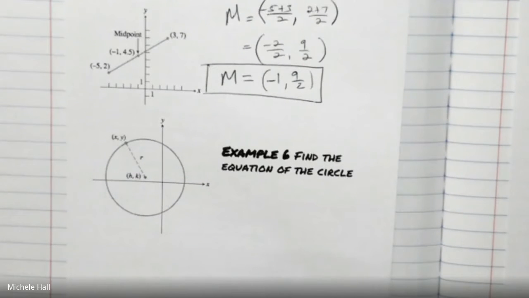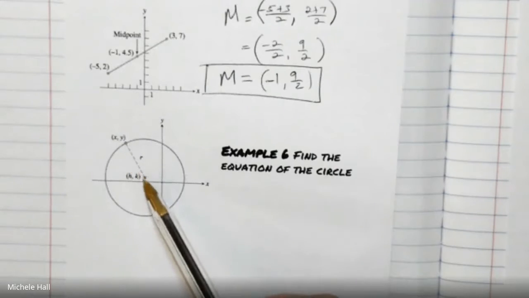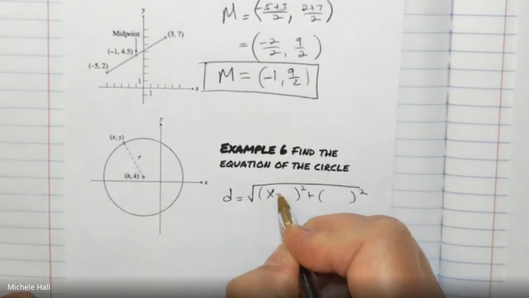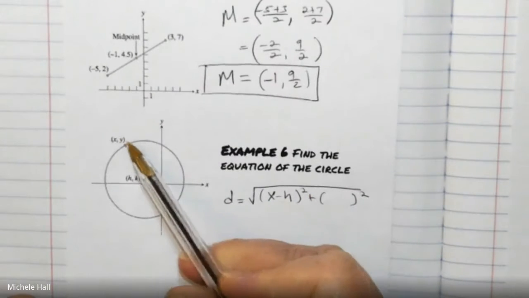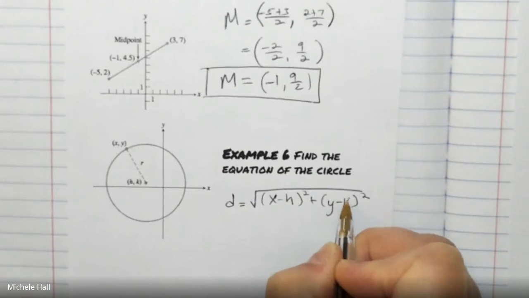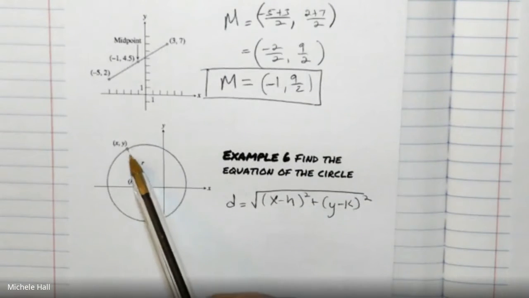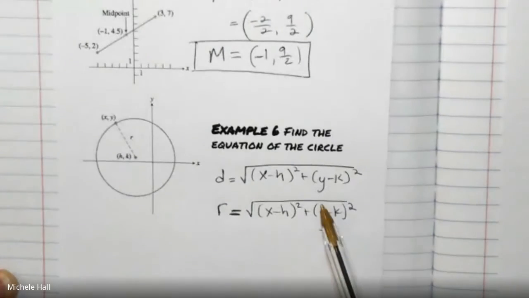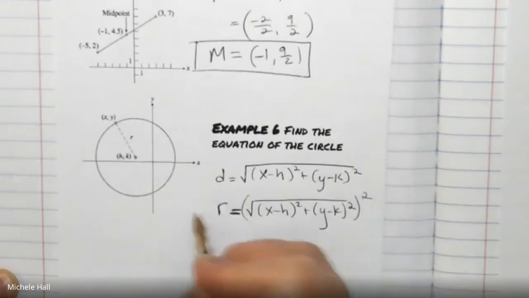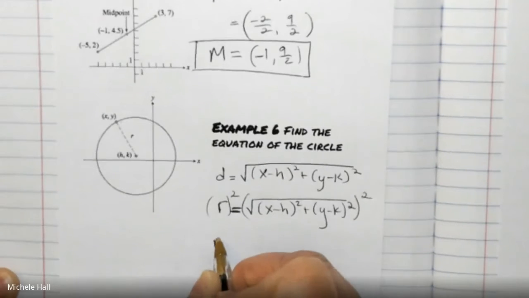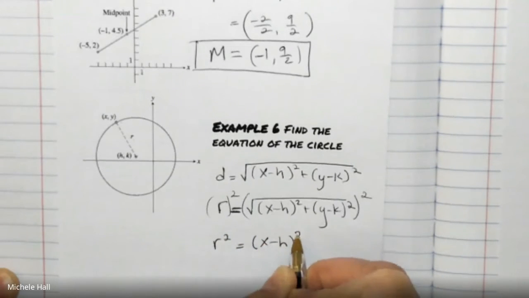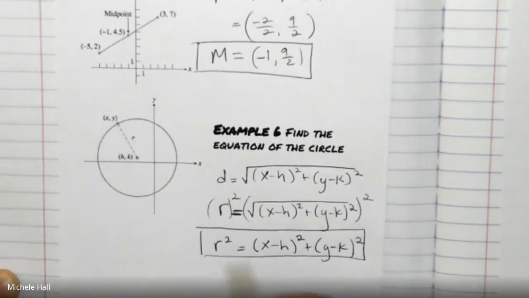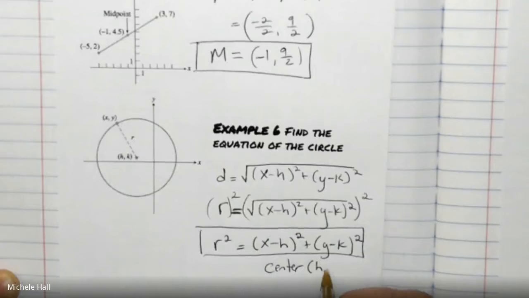I could use the distance formula to find the distance between 2 points. Subtract your x's, x minus h squared plus y minus k squared. I would replace distance, finding the distance of this line, with the radius. And finally, I would like to undo the square root. If I square both sides, I have r squared equals x minus h squared plus y minus k squared. This is an equation of a circle that has the center at h, k.